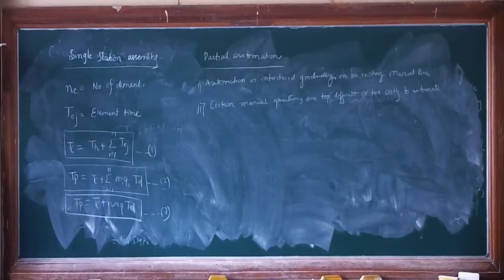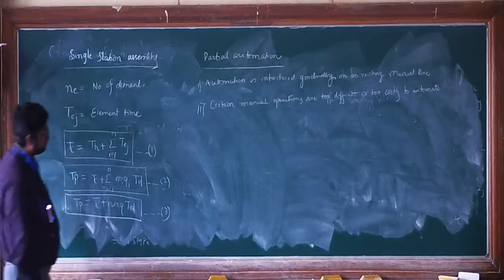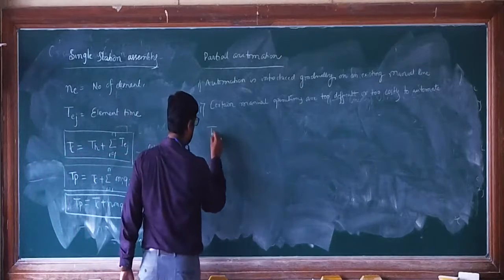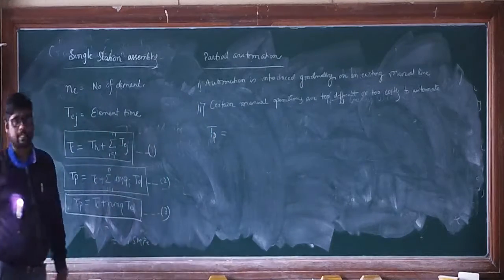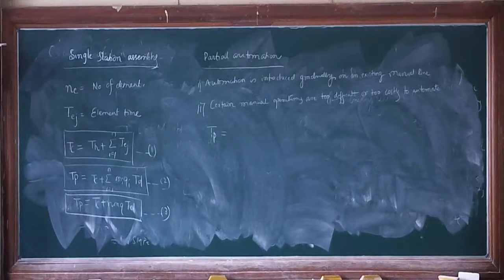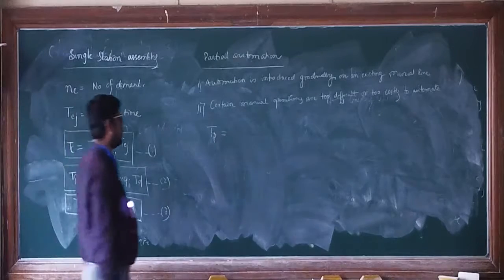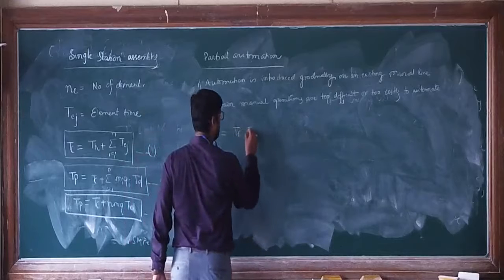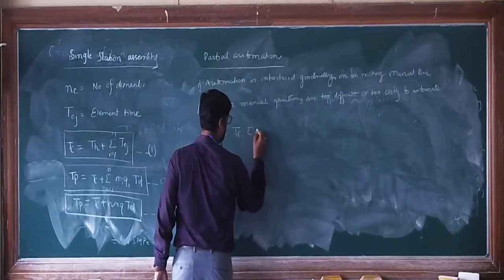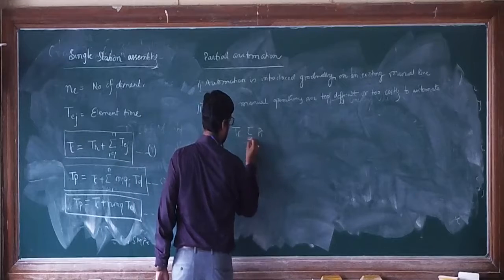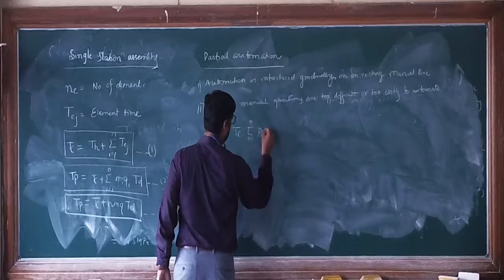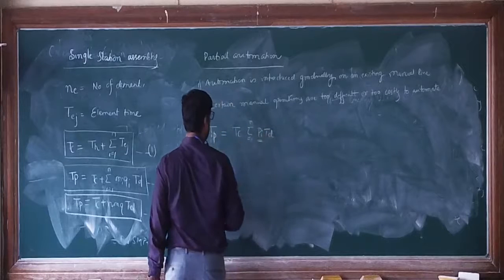We are now in a position to define the average actual production time. When Qi and Mi are equal, we write the equation: Tp is equal to Tc plus the summation of Pi into Td, for i equal to 1 to n. This is the average production time. Here we are taking the probability.